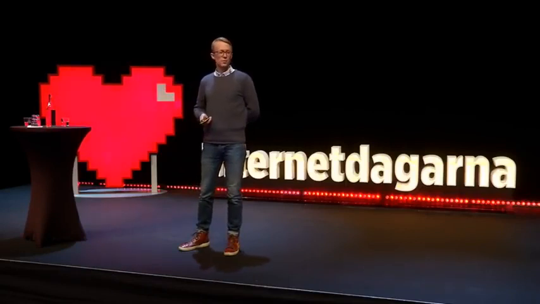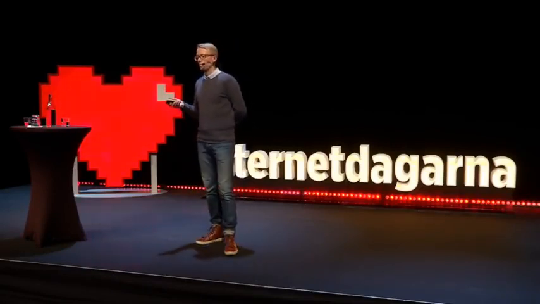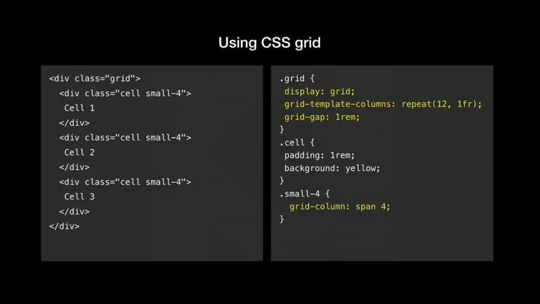Now, let's do the same thing with grid. Now we're setting display grid on the parent item. Okay, that's not that much different from Flexbox. But the big difference is that now we're defining the grid itself. So if you look at the class grid in this bit of CSS, we've got a new property there, grid-template-columns, which has an odd value, repeat 12, 1fr. We'll go into what that is in the next slides. And then we are setting a grid gap.